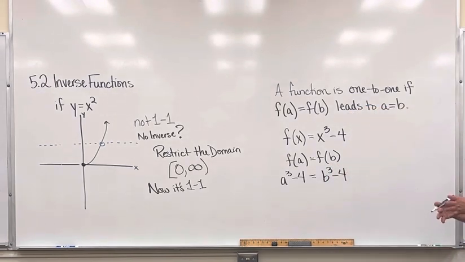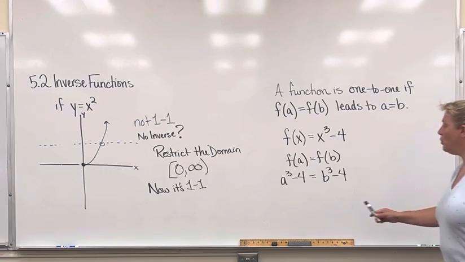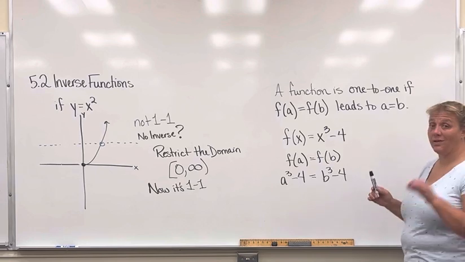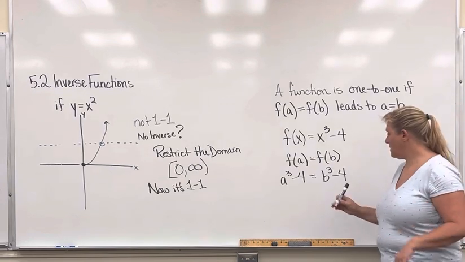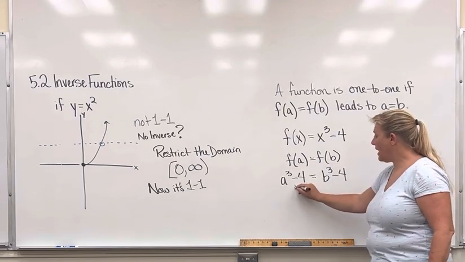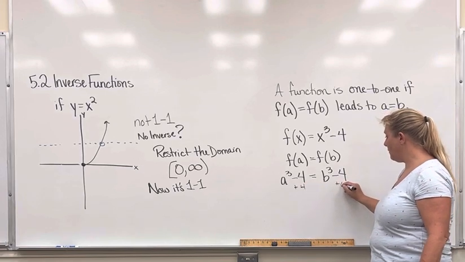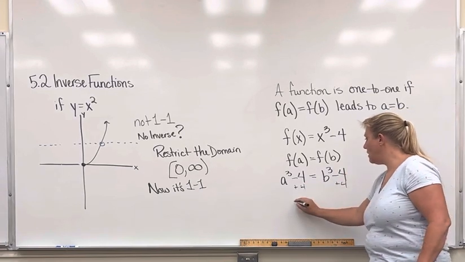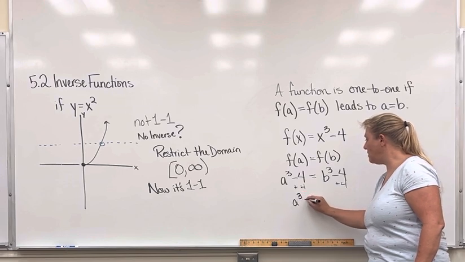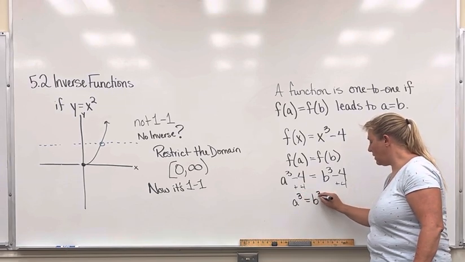And then we're going to undo this, or simplify this, or solve it. And the hope is that in the end we end up with A equals B. So this is how this is going to work. If we add 4 to both sides, do the 4's go away? Yes. So we have A cubed equals B cubed.